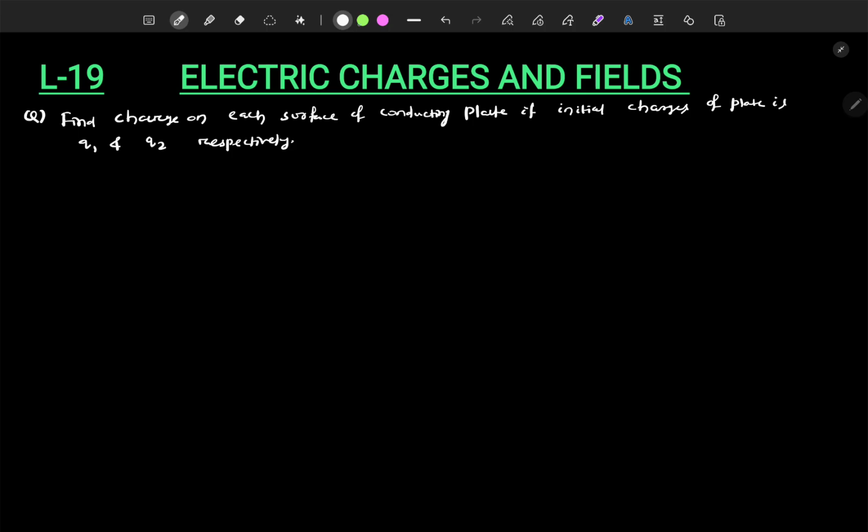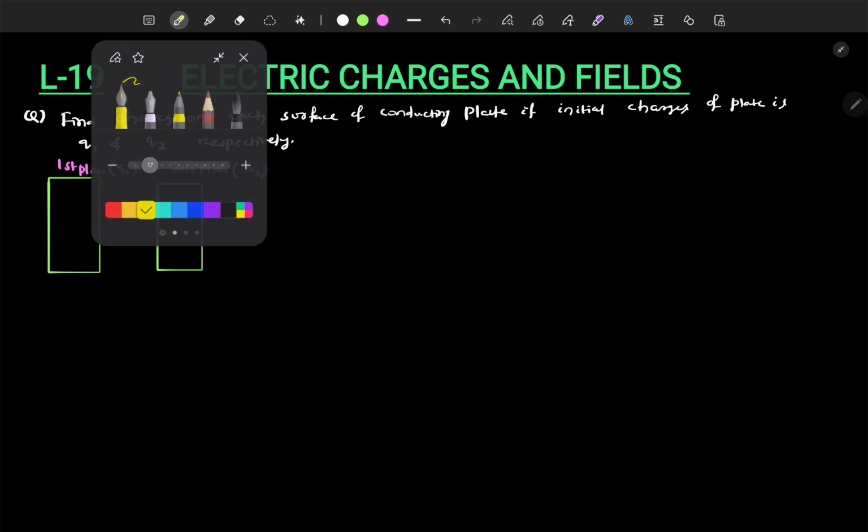As per the question, there are two conducting plates as shown in the figure. This is your first plate, this is your second plate. It is given that in the first plate the charge available is Q1, and in the second plate the charge available is Q2. So we have to find the charge on each surface of these conducting plates. Let's solve the question.